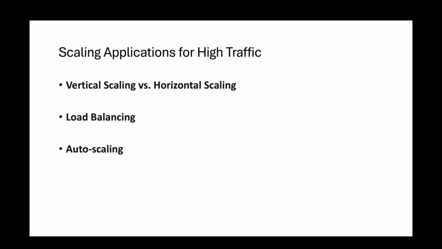Load balancing. Use load balancers, for example, AWS Elastic Load Balancer, proxy, to distribute incoming traffic across multiple server instances and prevent overload on individual servers. Auto scaling. Implement auto scaling policies to automatically adjust the number of server instances based on predefined metrics such as CPU utilization, request latency, or incoming traffic.